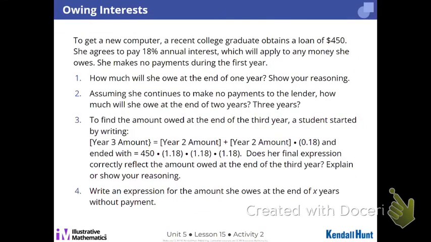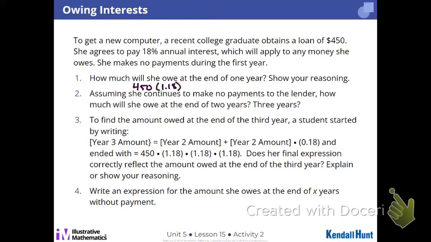Talk about this $450 computer. Who can tell me how much? I'm less interested in how much she owes after 1 year. More interested in the expression you use to get your answer. So who can give me the expression that they use to get their answer? 450 times 1.18. Cool. You did 450 times 1.18.